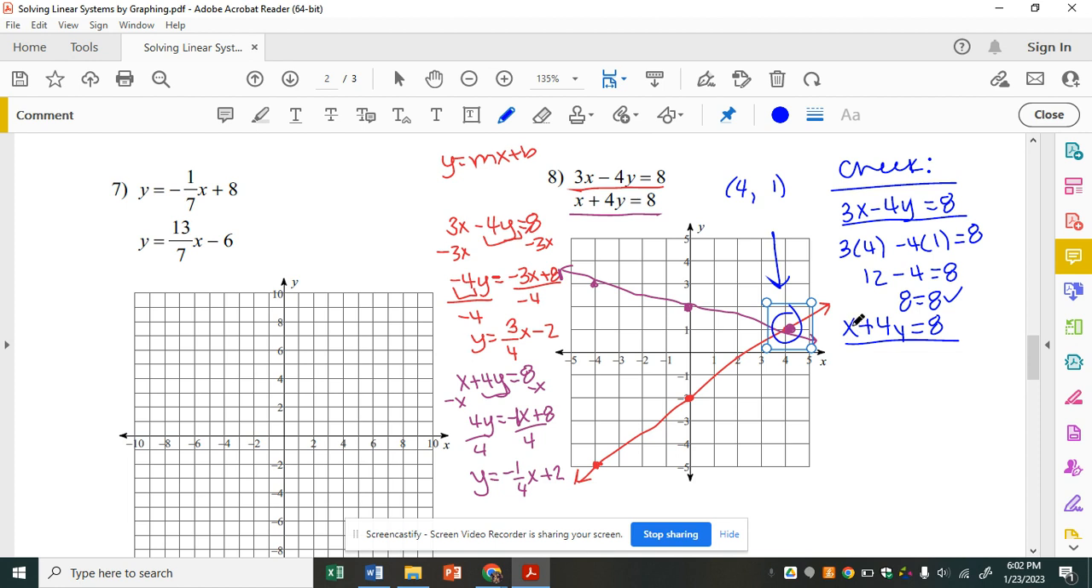Okay, so for the second one, I'm going to plug in 4 for x, 1 for y. Double check to see if this equals 8. 4 times 1 is 4. 4 plus 4 does equal 8. So again, this will work for my second equation as well.